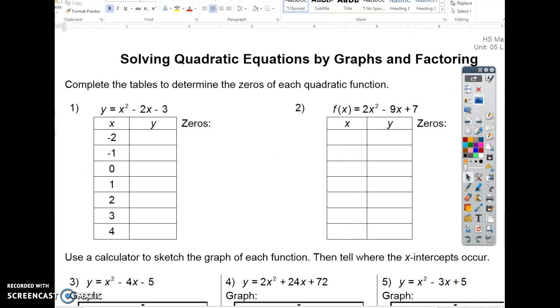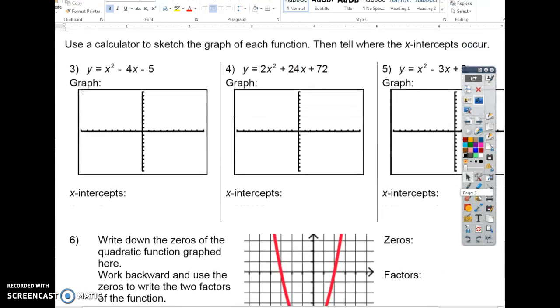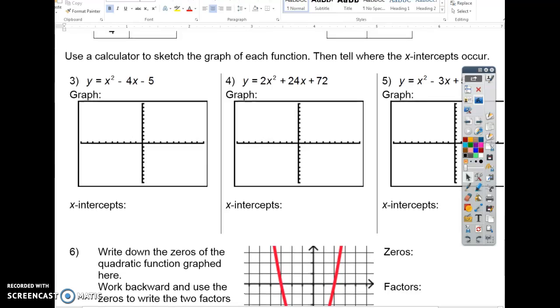Let's scroll to the bottom a little bit. Okay, right here, you're just going to sketch the graph. So you're going to put this in y equals, trace, sketch the graph. And then tell me what the x-intercepts are. Does it have 1? Does it have 2? Does it have 0? Same thing here. Sketch the graph. Y equals trace. Tell me what the x-intercepts are.